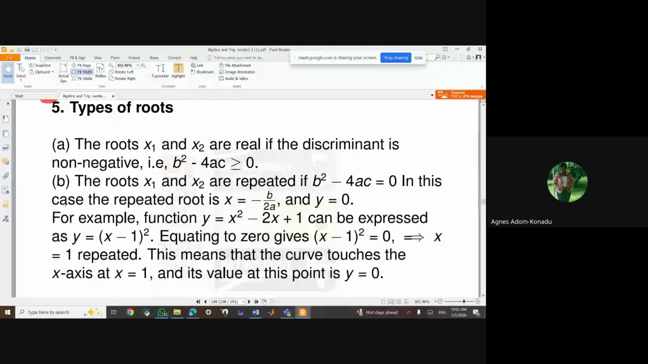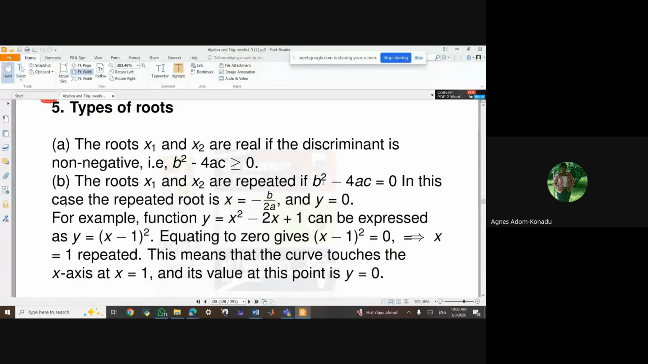Now the roots x1 and x2 are real if the discriminant is non-negative. That's what we call the discriminant: b squared minus 4ac. If the discriminant is greater than or equal to 0, then we're going to get real roots. And the roots that we are going to get are distinct. So you're going to get two different roots if my discriminant b squared minus 4ac is greater than 0.